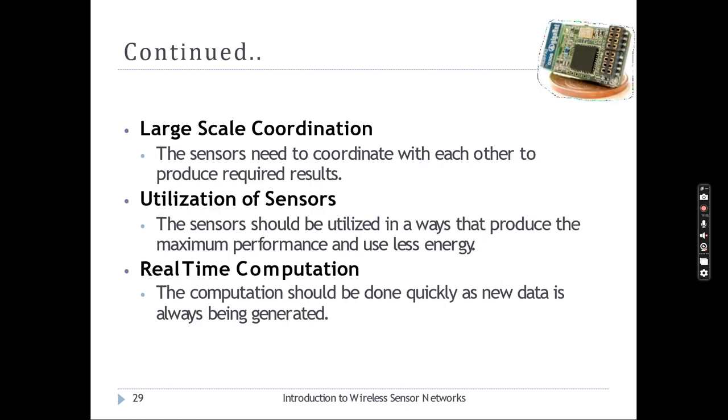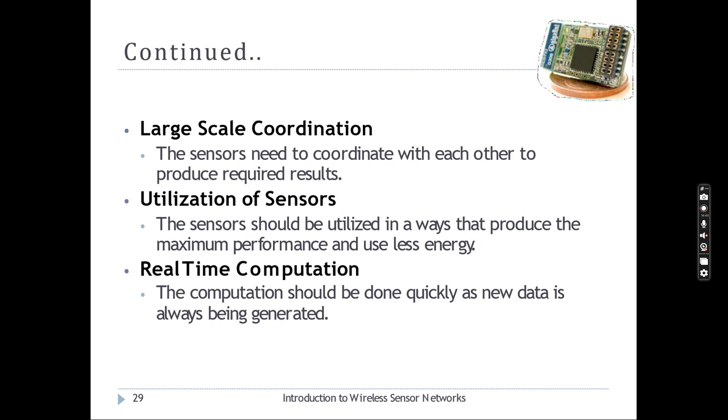And another one is large scale coordination. Large scale coordination, let us take the same case, forest fire detection, right? Suppose you want to monitor the forest fire. How many nodes do you have to deploy? You have to deploy plenty of nodes, right? That's what large scale means. That can be 500, 1,000, 1,500, 2,000 and so on. So large scale coordination is needed. The sensors need to coordinate with each other to produce the required results.